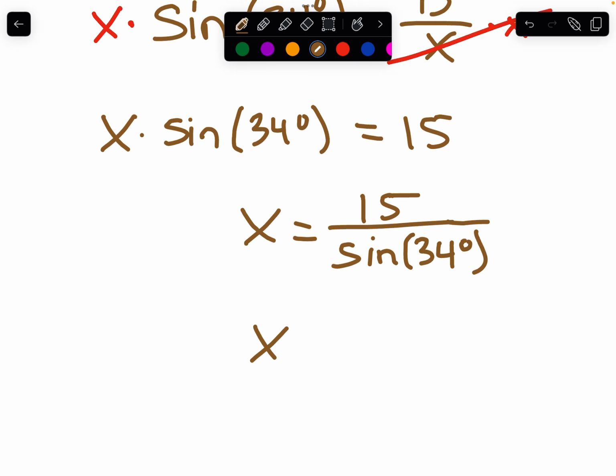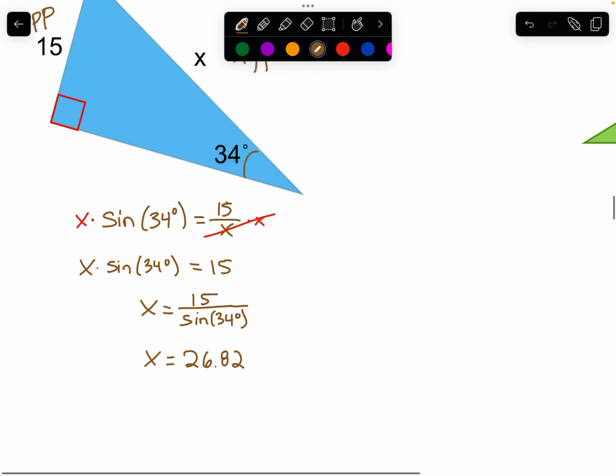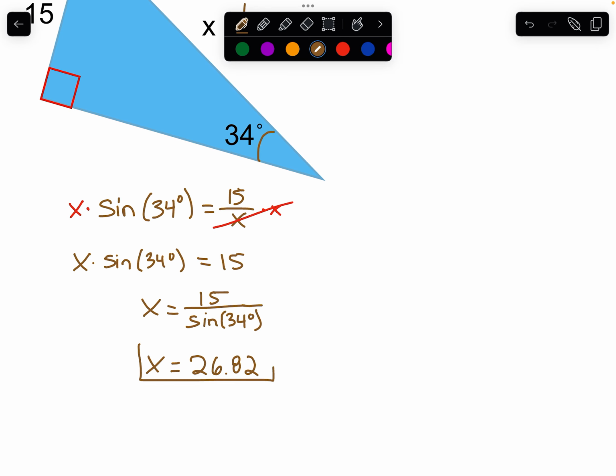So that's exactly what I would type into my calculator, making sure I close my parentheses around this 34, making sure I'm still set to degree mode. But when I take 15 and divide by sine of 34, and I think we'll round to 2 decimal places here, we'll get 26.82. Is there a unit provided? There is not. So we can just call our answer what it is.